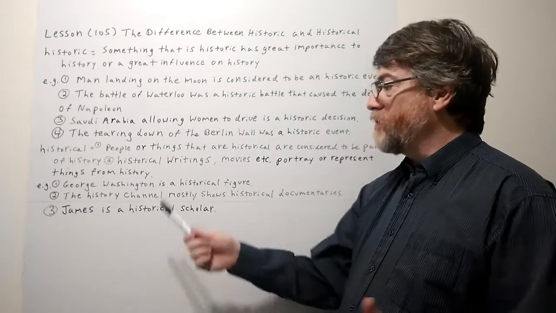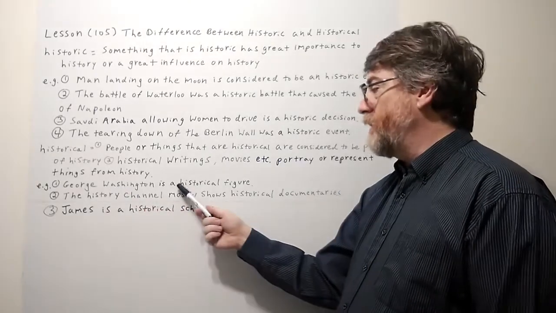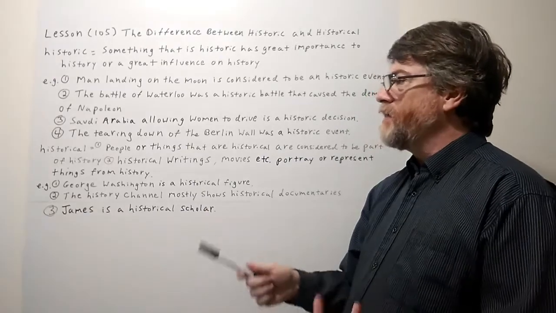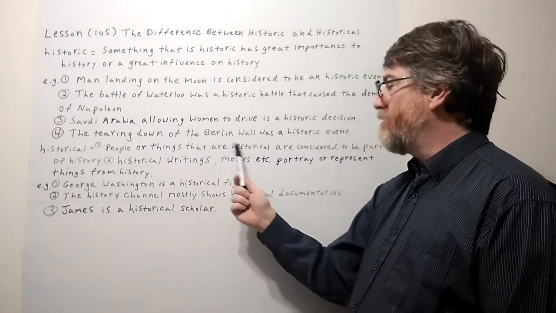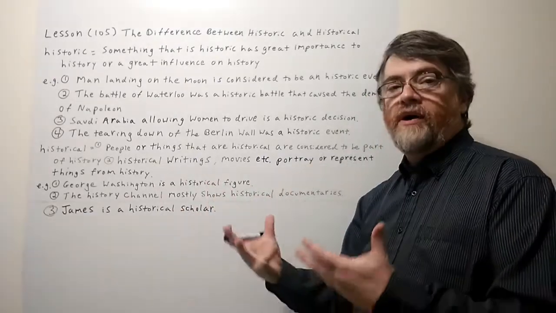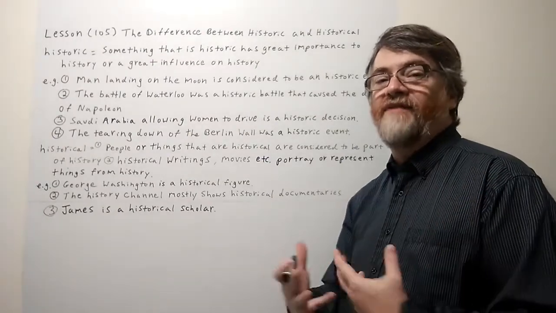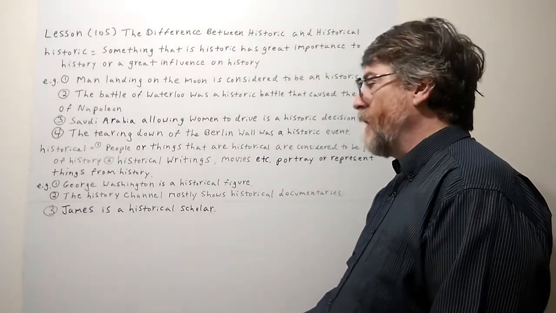So let's look at the first example. George Washington is a historical figure. This goes back to the first one: people or things that are historical are considered to be part of history. George Washington is definitely part of history.